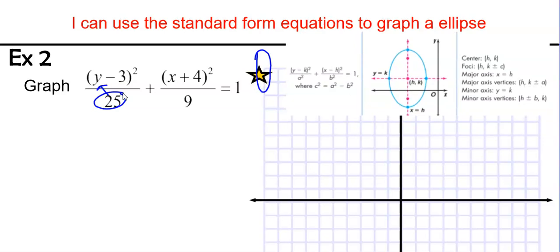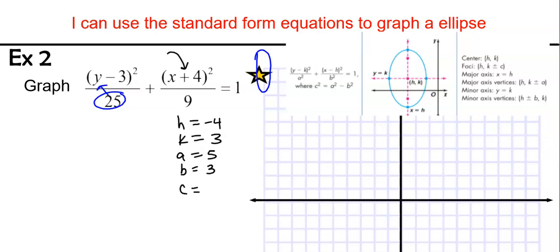So again, before we even do anything, let's do H, K, and then A, B, and C. That just makes everything easier if we have all of our stuff right in front of us. So H goes with your X. Remember, it's kind of the opposite of what you see with your X. So -4 in this case. K is +3. A is the square root of 25, which is 5. B is the square root of 9, which is 3.